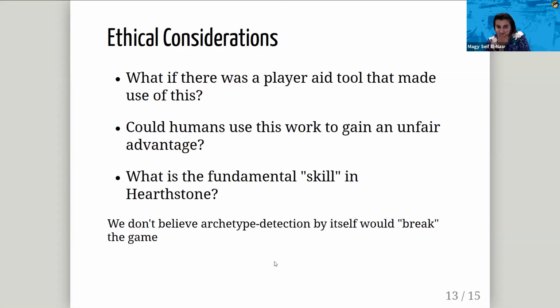So the last question I wanted to pose is, if we use this as a player aid, what's the ethical impact of that? Would this be an unfair advantage of one human player over another human player? We don't believe that just by itself, the work that we did breaks the game, but it is definitely moving in a dangerous direction. So this is something to keep in mind if this work is to be pursued in the future.